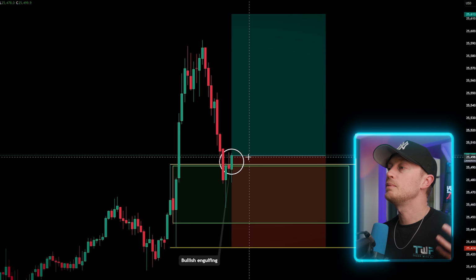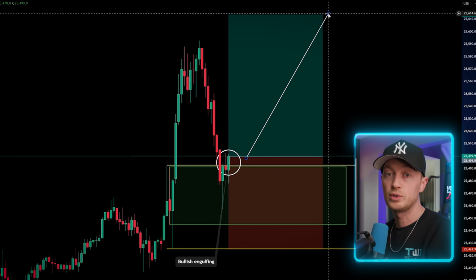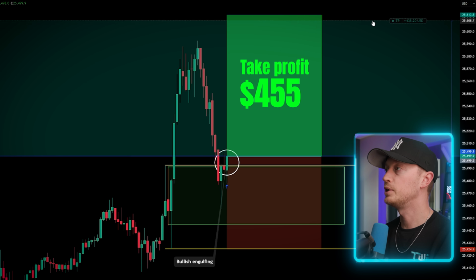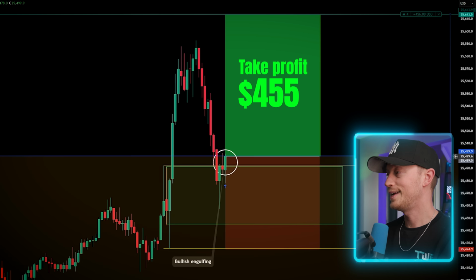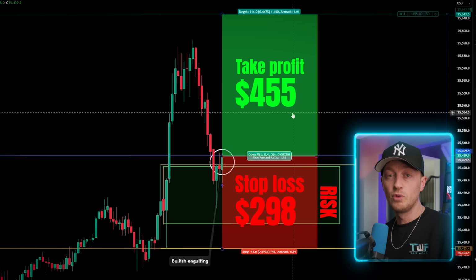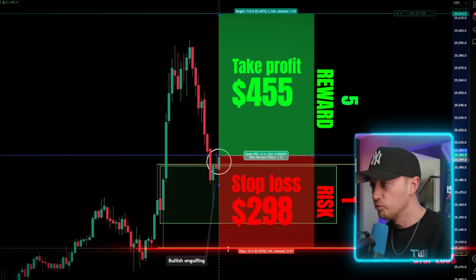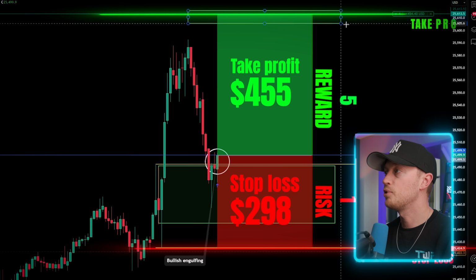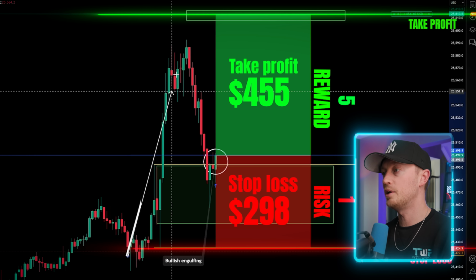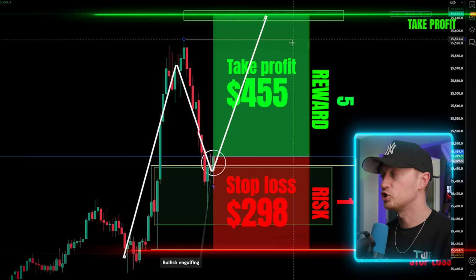Again, this is just telling me that there's some momentum in the market, and this is where I'm going to enter my trading position. I have a take profit up here for about 455 and a stop loss down here for about 298, a risk reward ratio of about 1:5. I have my stop loss just below the range right there, and for my take profit up here, just going for a little bit of trend continuation to the upside, expecting a break of structure up here.